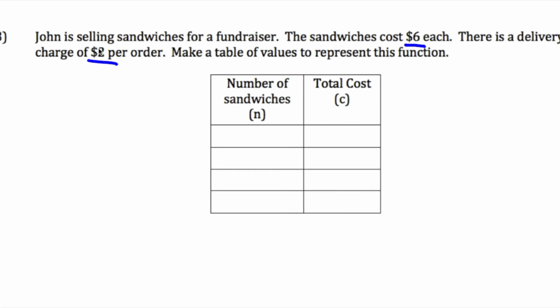Okay, so number of sandwiches. Now, when we did a table earlier, we started at -2 or -1 or whatever. We're talking about the number of sandwiches. We don't want to start at any negative numbers, and we don't even want to start at 0 sandwiches, because we want to order some sandwiches. So we're going to start this at 1, and we're going to do 1, 2, 3, and 4.